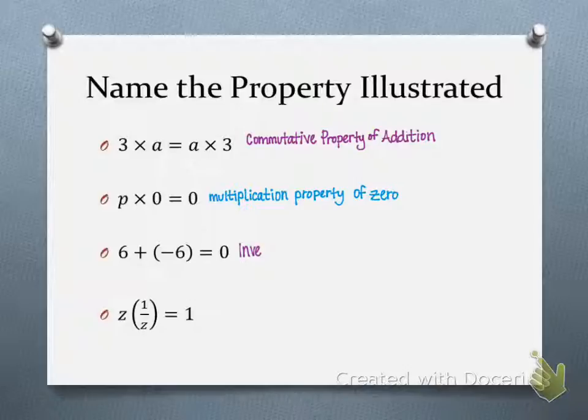So on number 3, we have 6 plus negative 6 equals 0. So whenever we're adding opposites, that would be the inverse, and this is addition, so it would be the inverse property of addition. Okay, again we have an inverse, z and 1 over z, so that would be multiplication. So our only option for that property would be the inverse property of multiplication.